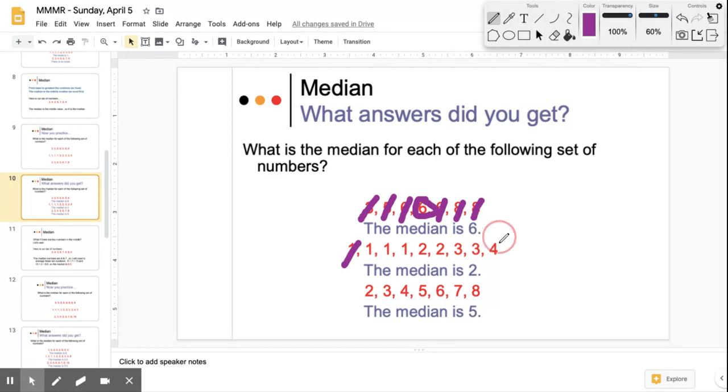For the next example, cross off the smallest, cross off the biggest, and keep going until you reach the middle. 2 is the median. In the last example, cross off 2, cross off 8. Cross off smallest, cross off biggest. Smallest, biggest, 3 cross marks over here, 3 over here. The median is 5.